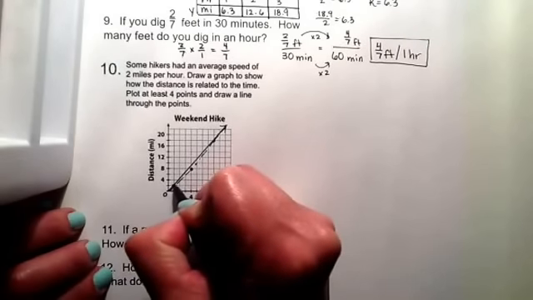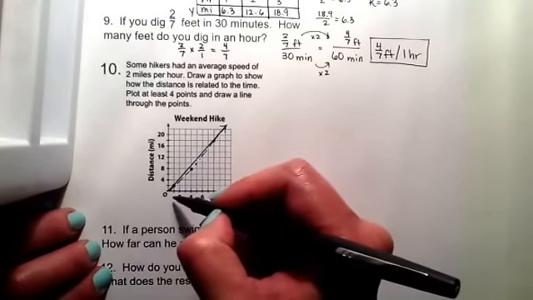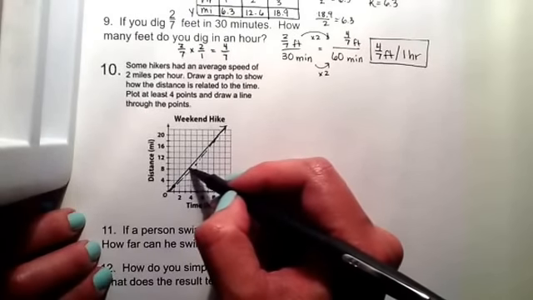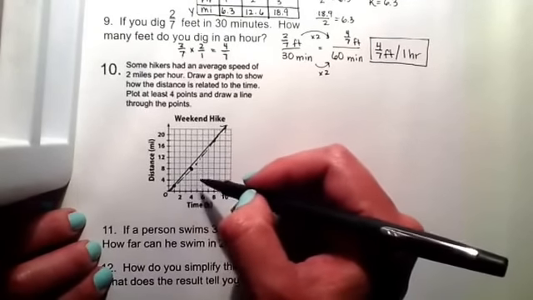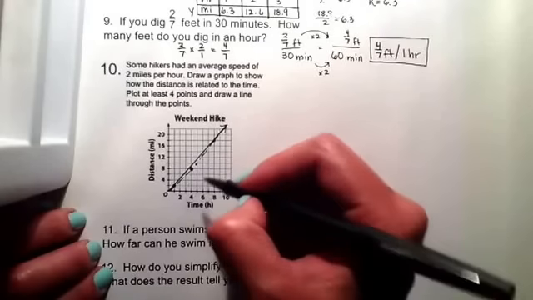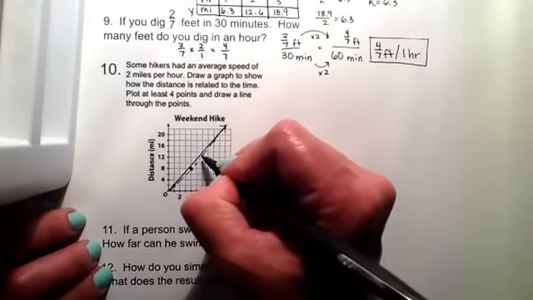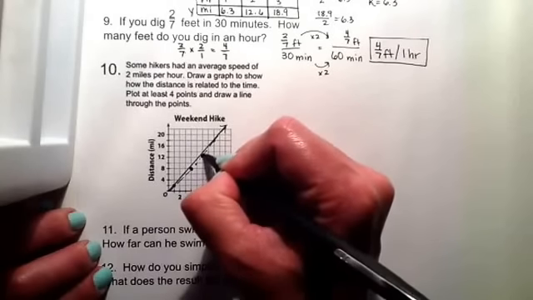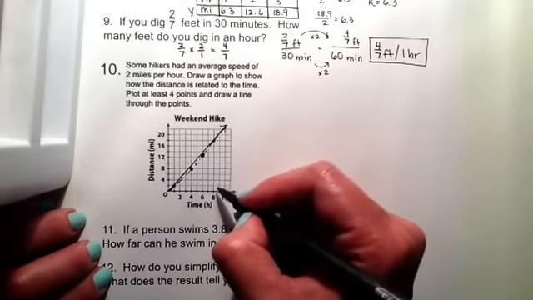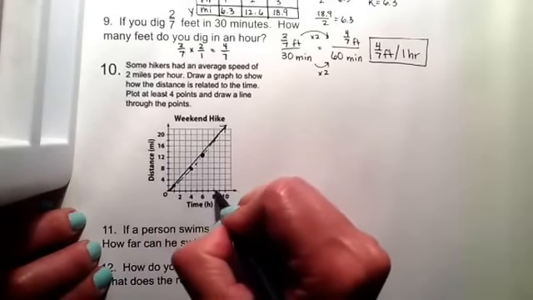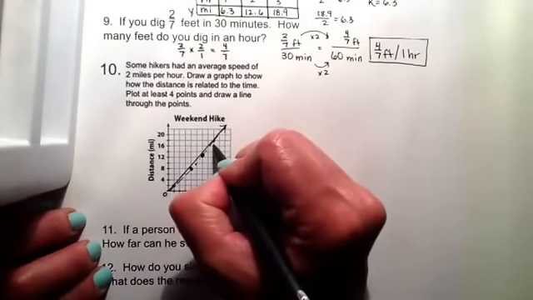I already had plotted these. So in 4 hours they went 8 miles. Plot that. Let's say then in 6 hours they went 12 miles, and in 8 hours they went 16.